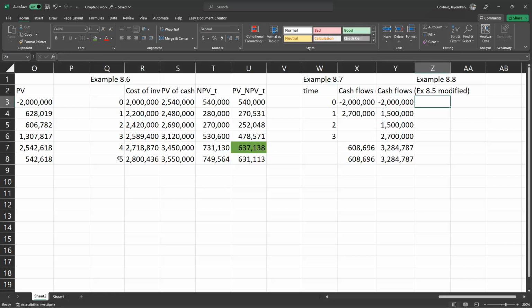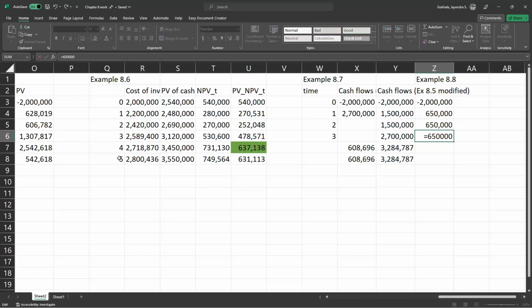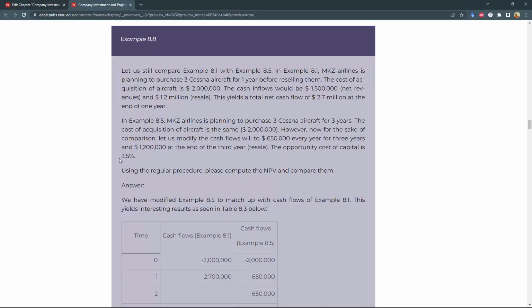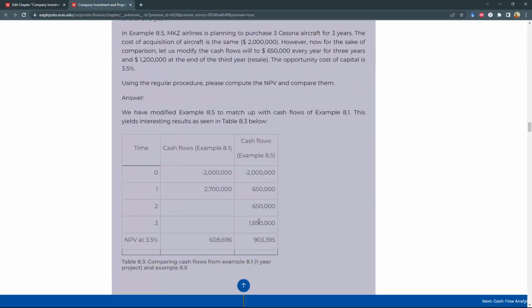Now what we're going to see is, what if the intermediate cash flows are no longer 1.5 million but $650,000 instead? So lower intermediate cash flows. How would that change the calculation? So all we need to do is just first of all make sure that we have the $1,200,000, and so the last cash flow is, as we see in the example, $1.85 million.